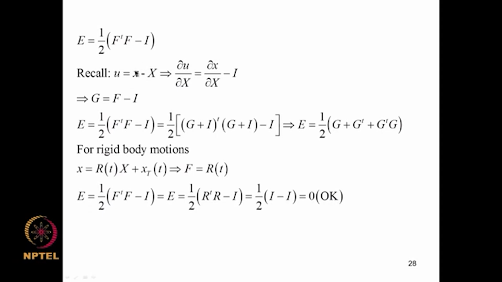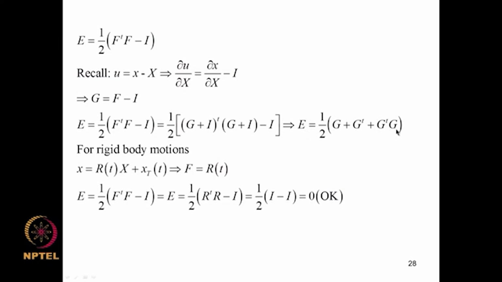Now, we can relate this to gradients of the displacement. So, we have u is x minus X, that is dou u by dou X is dou x by dou X minus I, and we have G is equal to F minus I, and for F, if I now write I plus G, I will be able to get that, and upon slight simplification I get E as this.